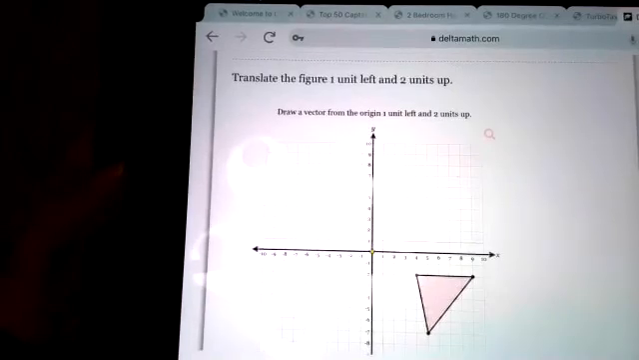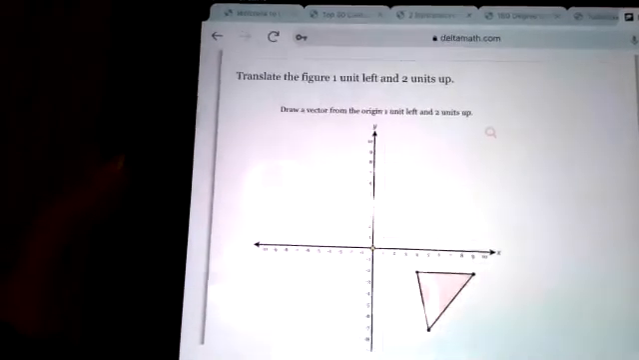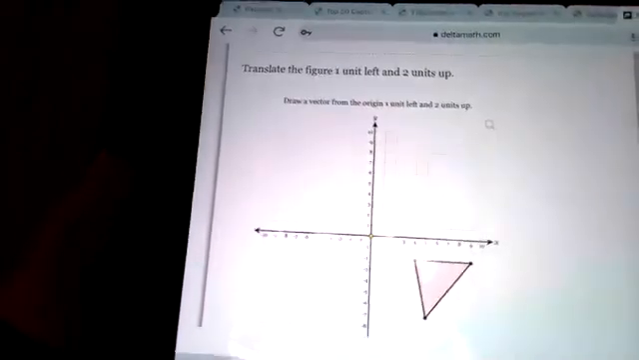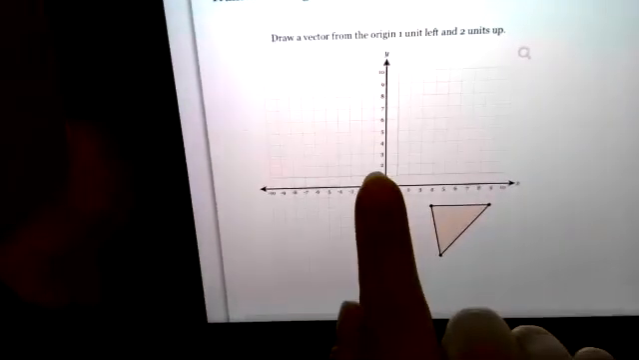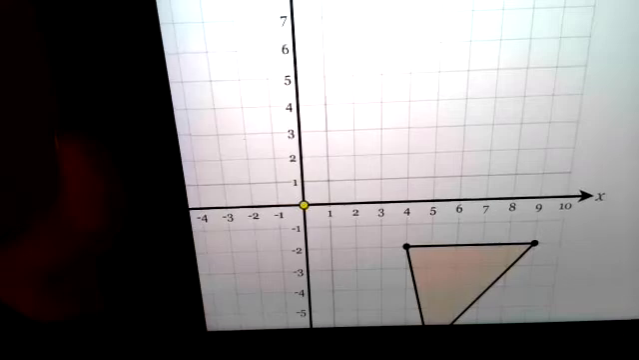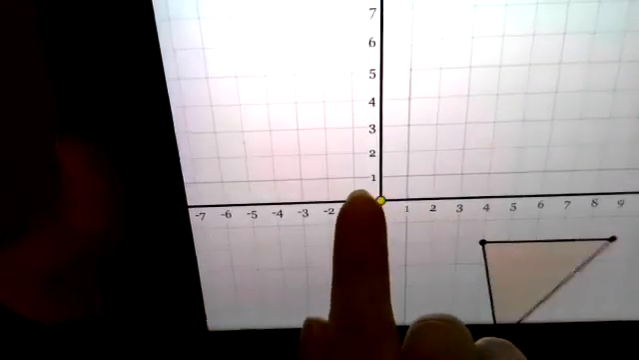So if I look at this example, they want you to translate the figure 1 unit left and 2 units up. And they're going to draw a vector from the origin, 1 unit left and 2 units up. So the vector is like the arrow in the direction they need to go. So 1 unit left, I'm going to start at the origin, 1 unit left and 2 units up. So it is super hard to do with fat fingers. So I'm going to make it bigger. It's probably easier to do with a mouse, but 1 unit left and 2 units up. So there's my vector that I need.